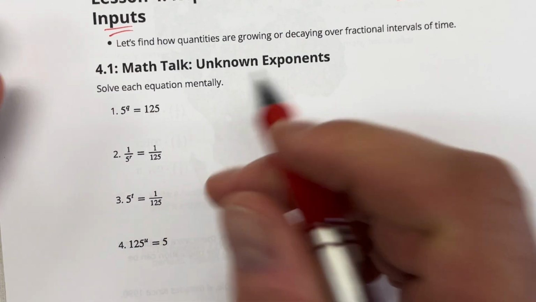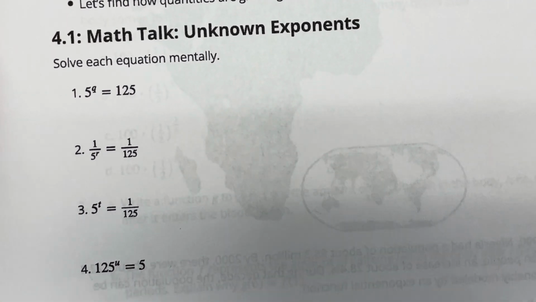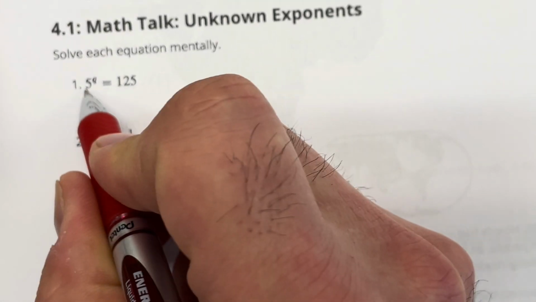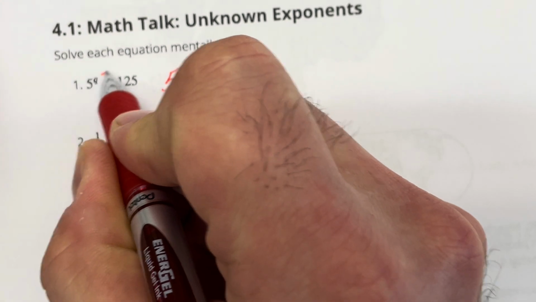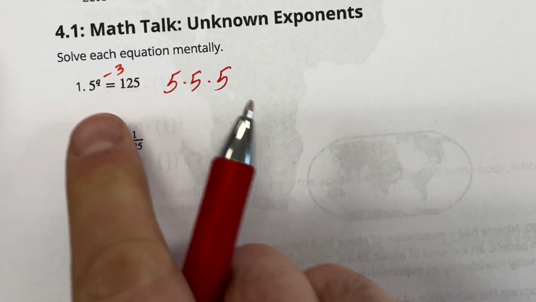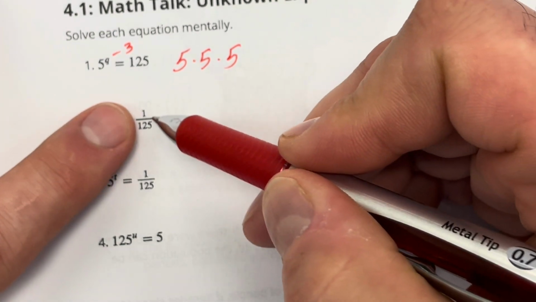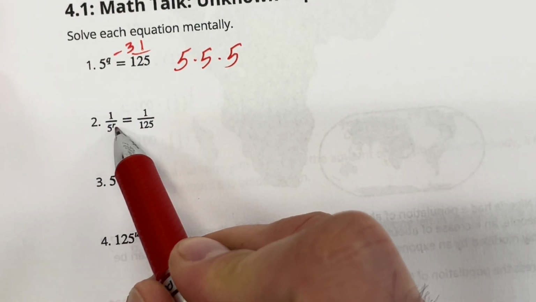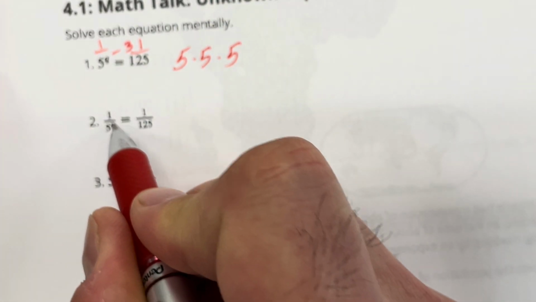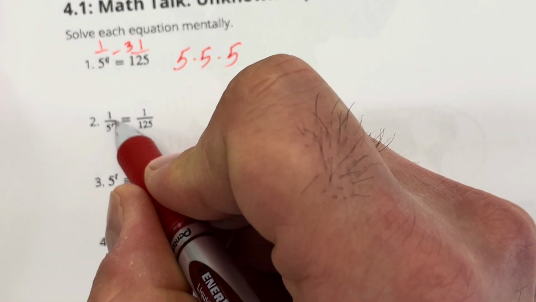Okay, so if we have 5 to what power is 125? Well, we know that 125 is 5 times 5 times 5, so this power would be a 3. Okay, so what if we had 1 over 125? Well, that's just putting a 1 over this, and 1 over 5 to what power? This would also still be the same value of a 3.